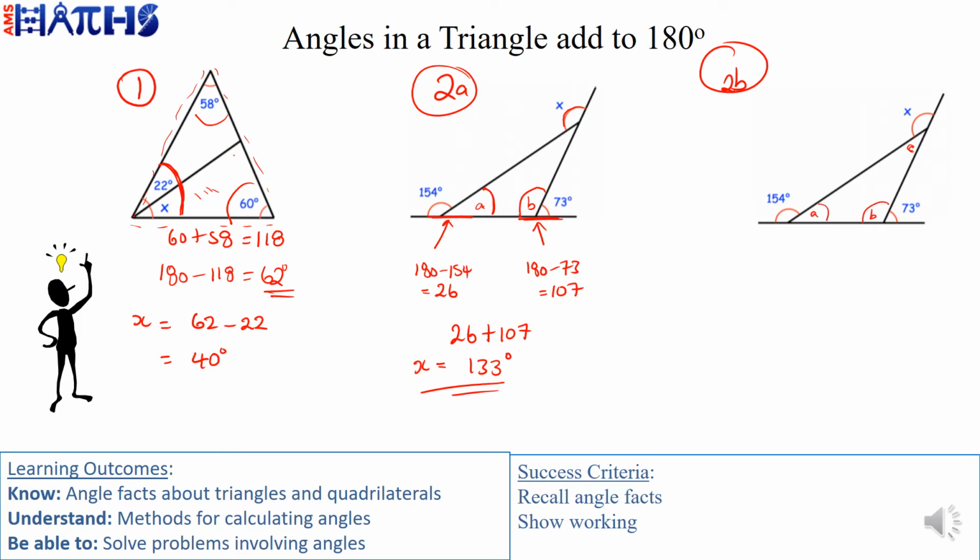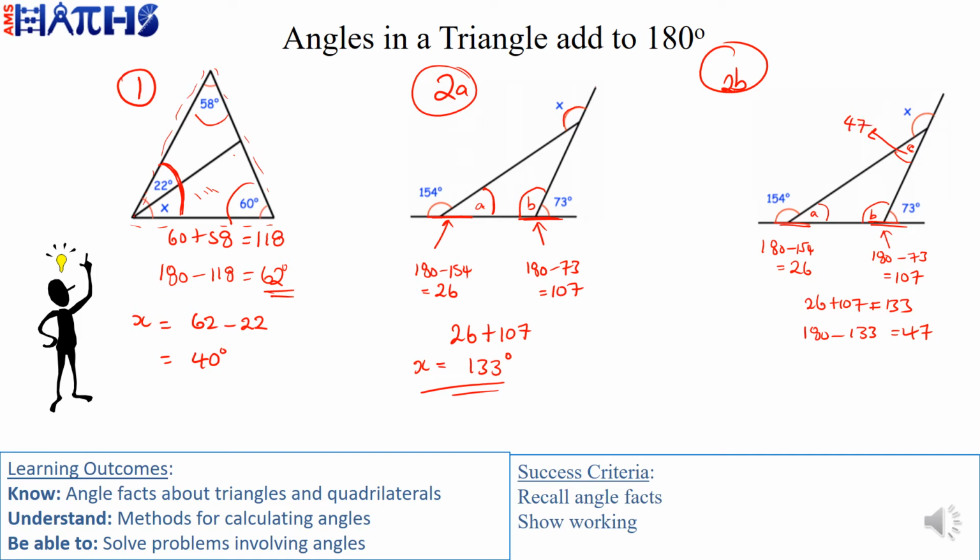Earlier, we calculated A, which is 180 minus 154, because this angle is on a straight line, and that's 26. Then angle B, angle on a straight line again, 180 minus 73, and that's 107. And to get C, what we have to do is add 26 and 107, which is 133. Then take that away from 180, and that gives us 47 degrees. So it means that C here is 47.